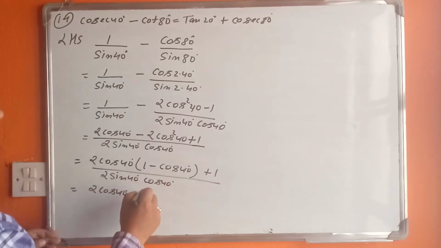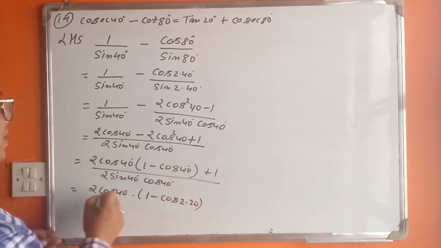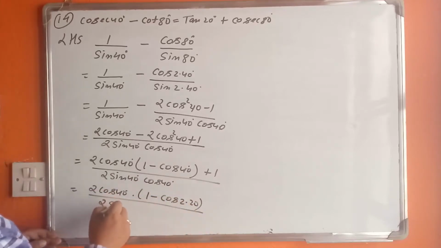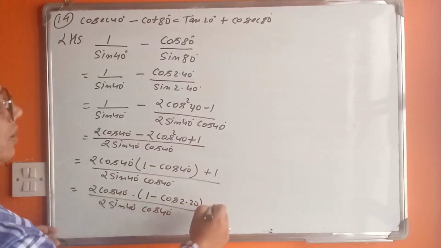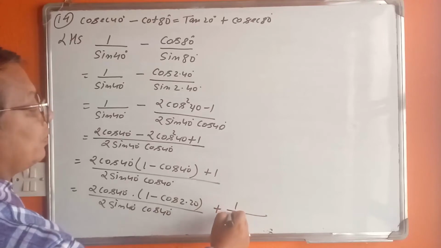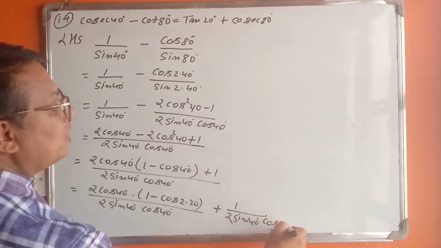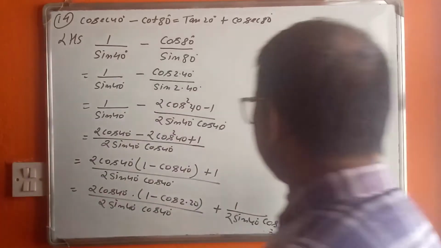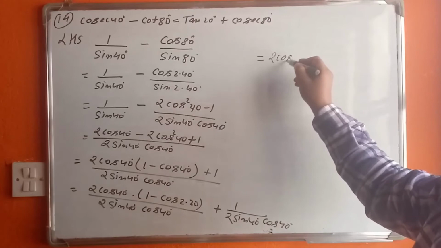This 1 minus cos 40 means 2 into 20, we can write. I am going to do the breakdown also. 2 sin 40 degree cos 40 degree plus this 1 by 2 sin 40 cos 40. Same process. Now we'll put the formula. This as it is, 2 cos 40 degree.